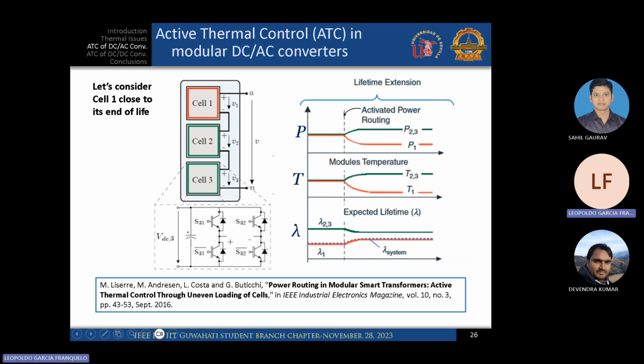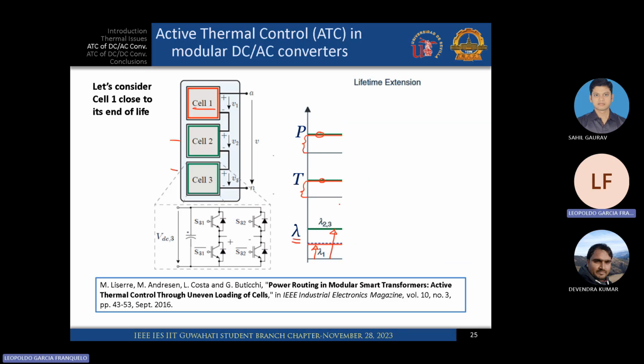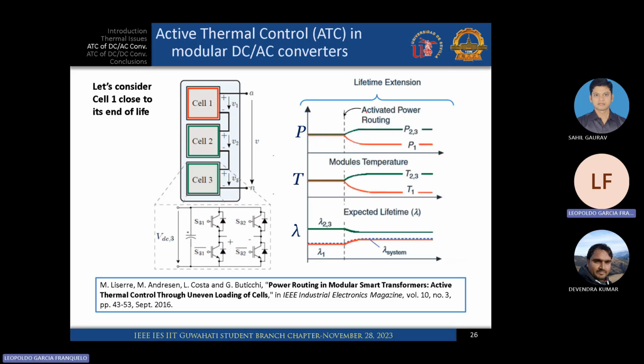Then what happens? The system lifetime will be determined by the shortest one, so it will be lambda 1. The system will fail when cell 1 fails. Then we may do something to help this one survive more time, and consequently the failure of the system will be later. What we call thermal routing will be that the total power will be the same, but cell number 1 will receive lower power. Consequently, the other 2 will have an increase.